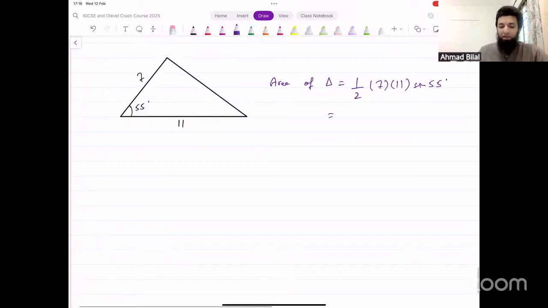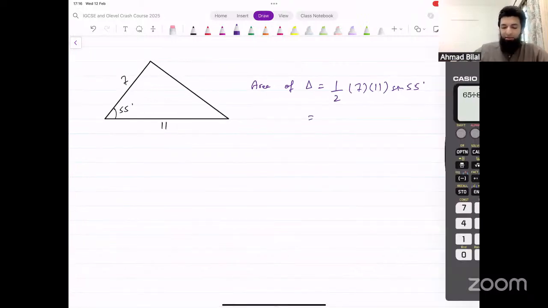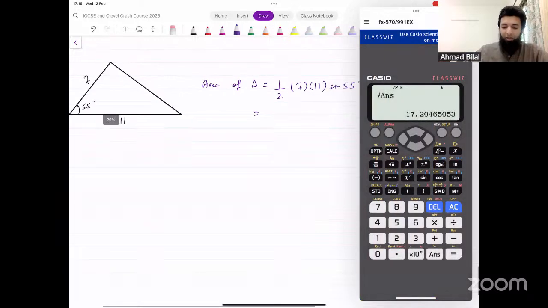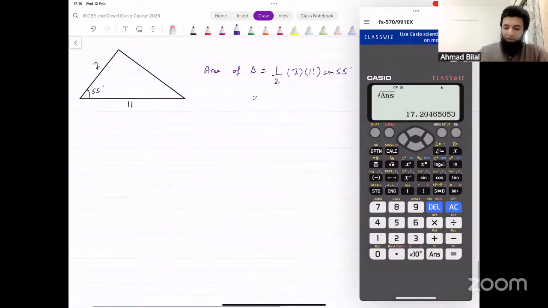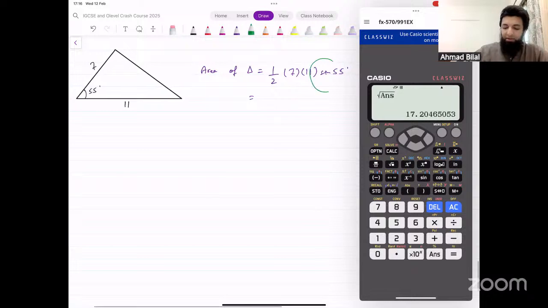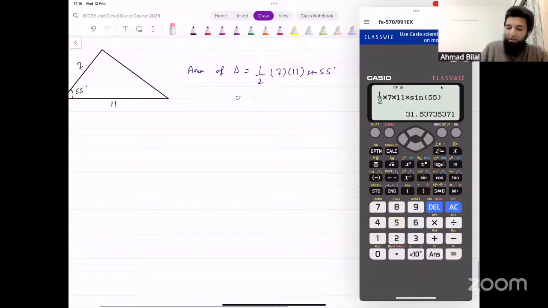Now you just put this on a calculator. You will get this in the calculator paper. Otherwise, you can't evaluate sine of 55. How do you do that? Just put this on a calculator: 1 over 2 times 7 times 11 times sine of 55. And that should give you the result. The result turns out to be 31.5. That's the area of the triangle that we were looking for. Okay? Make sense?